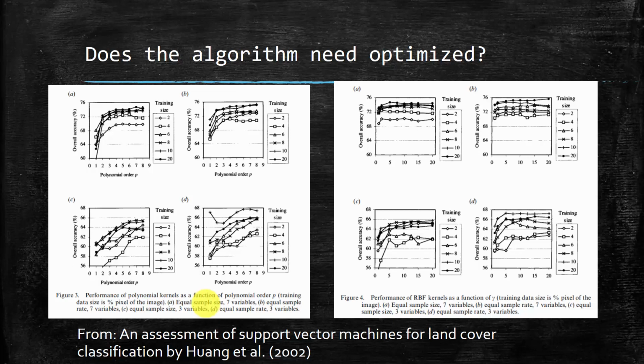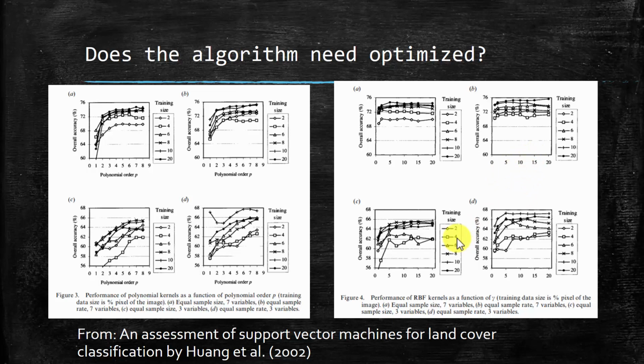Here's an example of assessing model performance using different polynomial orders and with different training sizes. And then this is showing the gamma for RBF. This is from a paper by Hong and others in 2002. As you can see here, you do see some variability in the classification accuracy with changing the polynomial order or the RBF gamma parameter. So this would suggest yes, but you can find other situations where it wouldn't matter.